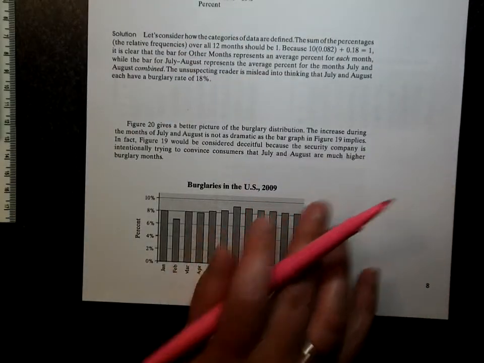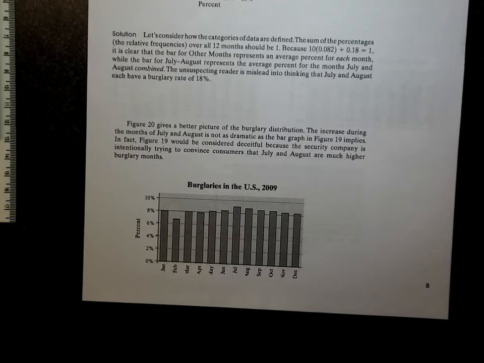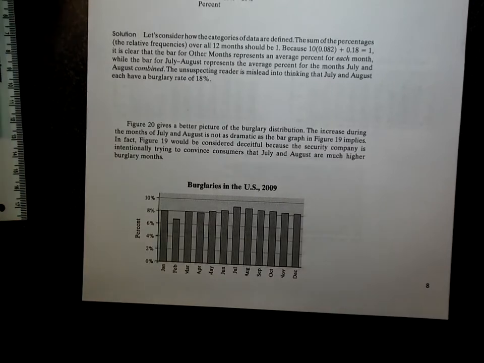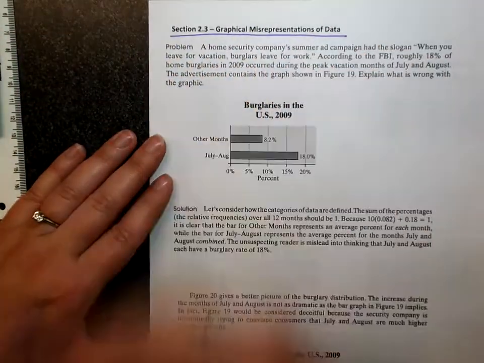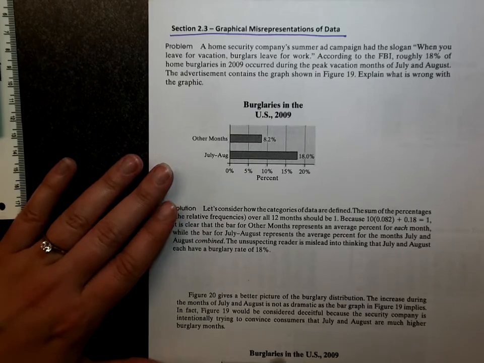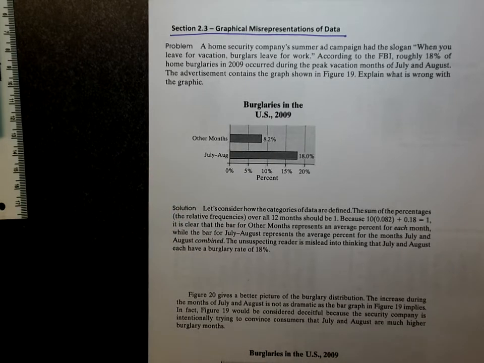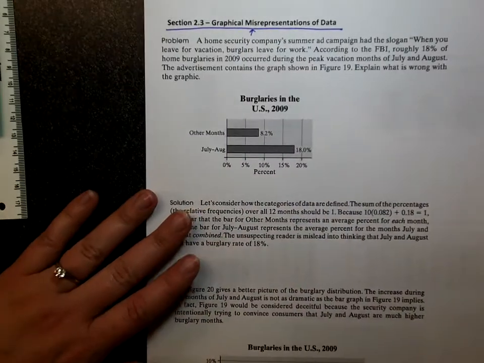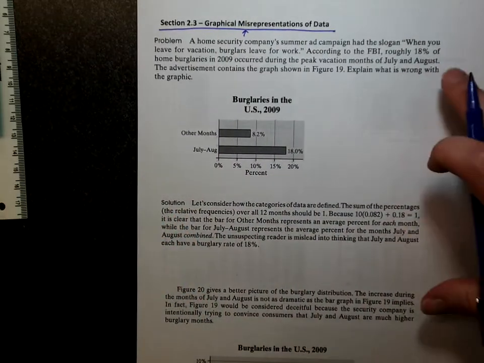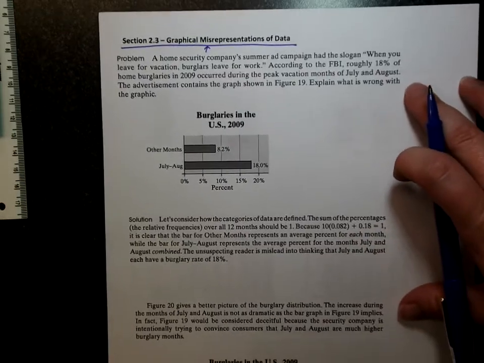All right, finally, the last part of Chapter 2 is graphical misrepresentations of data. This is a topic that is very interesting, but it's not a main topic of our course. But data can be misrepresented lots of different ways. So this is just a few examples of how data can be misrepresented.